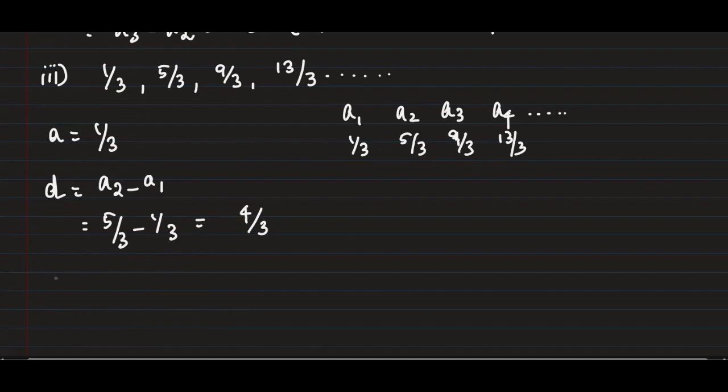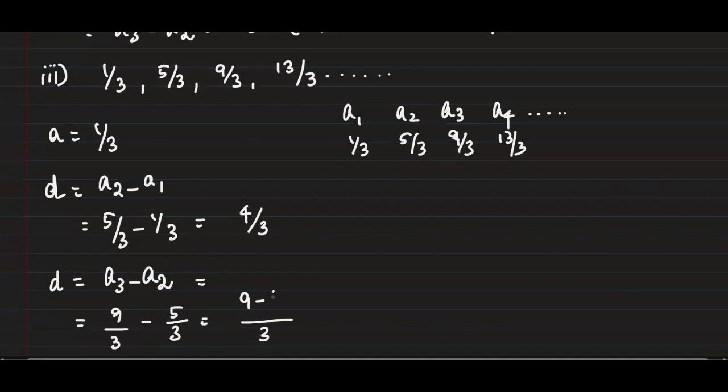Or we can also find D as A3 minus A2. What is A3 here? A3 is 9 over 3. So 9 over 3 minus A2, which is 5 over 3. The LCM will be again 3, so 9 minus 5 is equal to 4 over 3. Easy. So for this one, D value will be 4 over 3. The final answer: A value is equal to 1 by 3 and D is equal to 4 by 3. That's all. This is the final answer for question number 3.